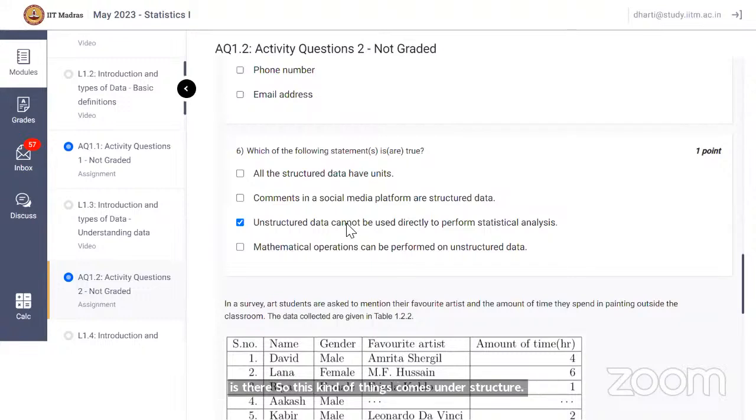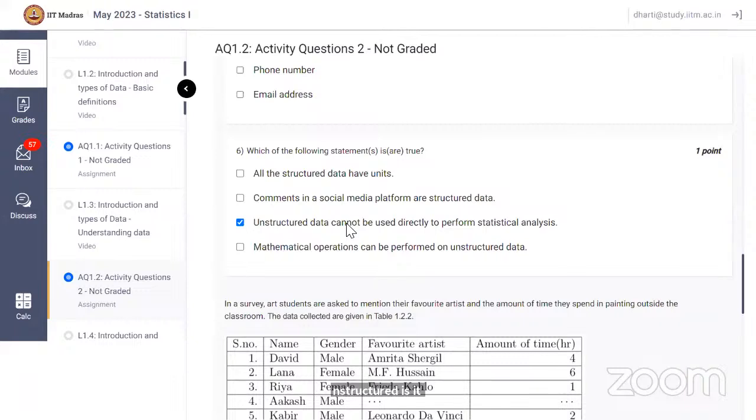But take this one, comments in social media. When you are collecting the comments on your YouTube channel, let's say, you are not sure what people will say, right? You will not find the pattern. Someone will appreciate in 2 words, someone in a long paragraph, and someone in just emojis. So this kind of data, where you do not have any pattern, is what unstructured is.